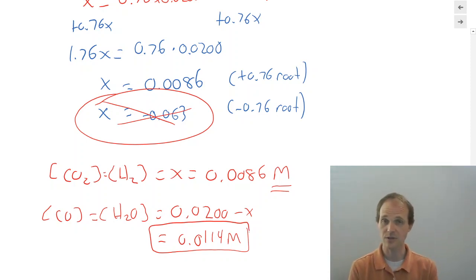You can actually check your work too by plugging those numbers back in to your equilibrium expression and make sure that you get a K value of 0.58. It's a great way to check your own work, especially on quizzes and exams. I'm not going to do it here, but you certainly can.